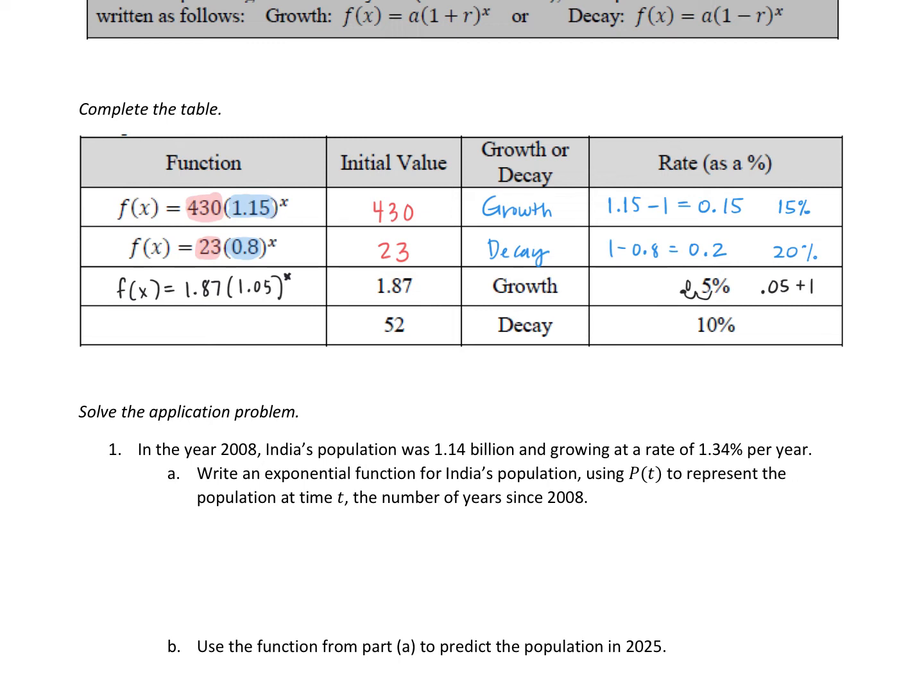And that's it. The next one, we'll do f of x equals, the initial value is 52. We see it's a decay, that means it's going to be less than 1. So we would do 1 minus 10% as a decimal would be 0.1. So that would be 0.9. So 0.9 raised to the x. So hopefully after seeing this chart, you'll be able to fill in a chart yourself. And given a function, you'll be able to pick out the initial value, if it's a growth or decay, what the rate is, or vice versa. If you're given information, you'll be able to write a function for it.